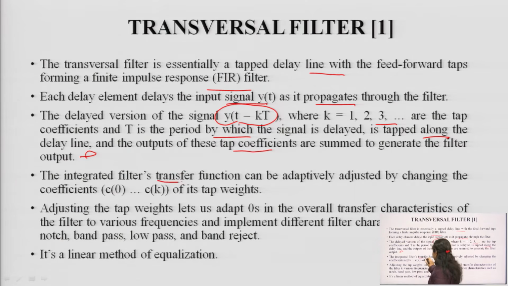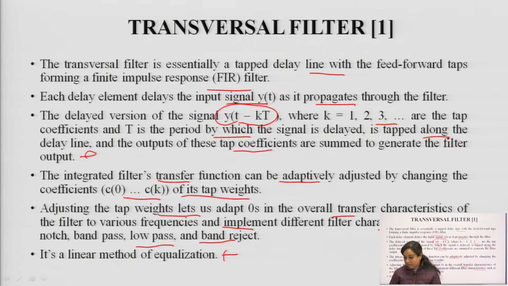Now, the filter transfer function can be adaptively adjusted by changing the coefficients, that is C naught up to C k, of its tap weights. Adjusting the tap weights lets us adapt zeros in the overall transfer characteristics of the filter to various frequencies, and it is implemented using different filter characteristics such as notch filter, band pass filter, low pass filter or band reject filter. It is a linear method of equalization that we have seen over here.